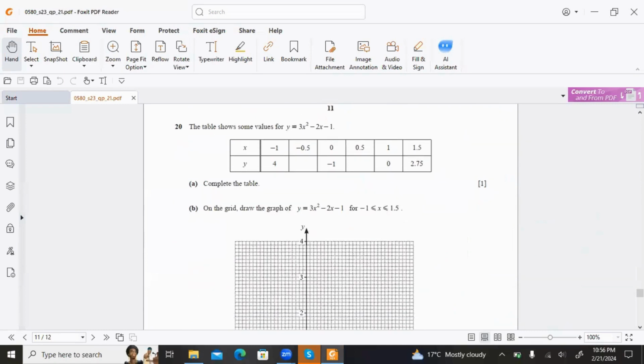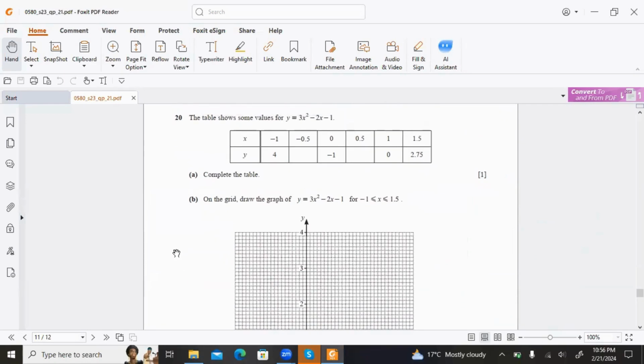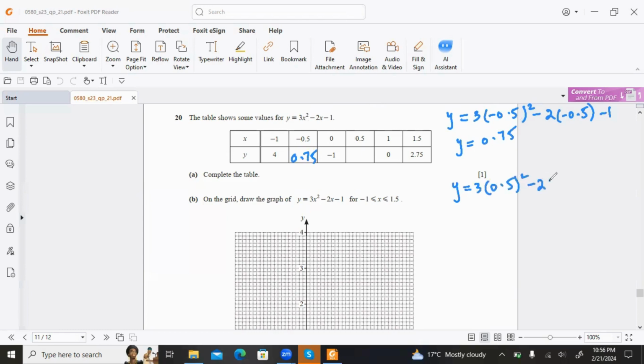Then question 20 is saying complete the following table. So what you'll do is you'll just substitute the value of negative 0.5 and 0.5 in your equation like this, and find the corresponding value of y, which in the first case is going to be 0.75, and in the second case it's going to be negative 1.25.